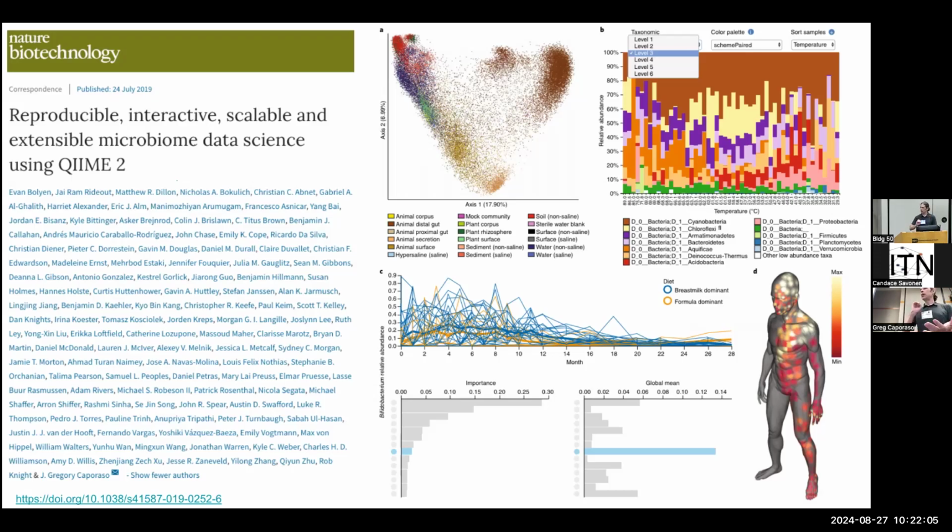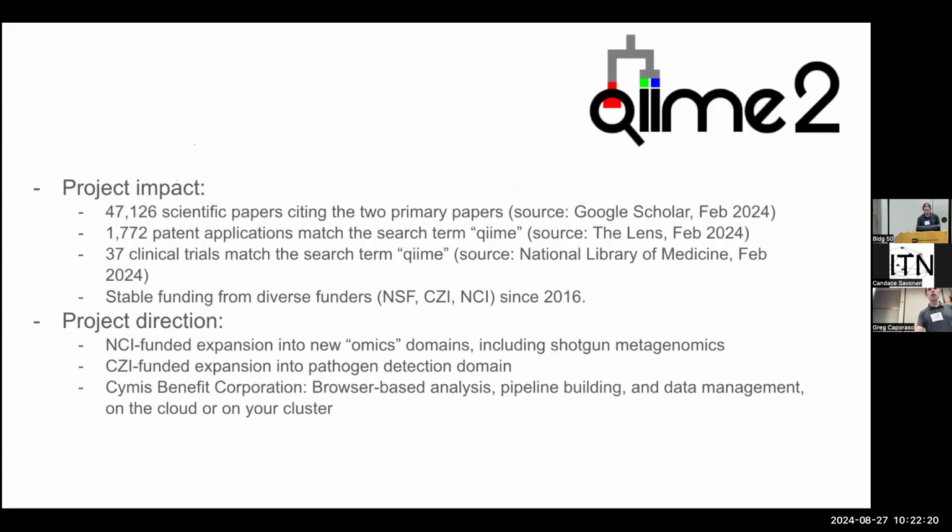And those folks are either contributing plugins, so they're building new functionality for you to use with QIIME2, providing technical support on the QIIME2 forum, or writing documentation. There are a lot of ways that folks contribute to the ecosystem. And it's been very widely used. At this point, QIIME1 and 2 have been cited just over 50,000 times, frequently referenced in patent applications and used in clinical trials. And we've had stable funding for the project for almost 10 years now.